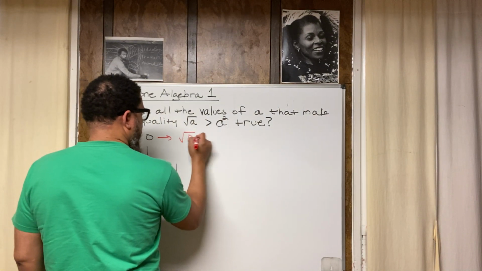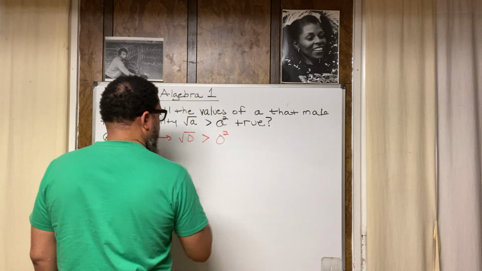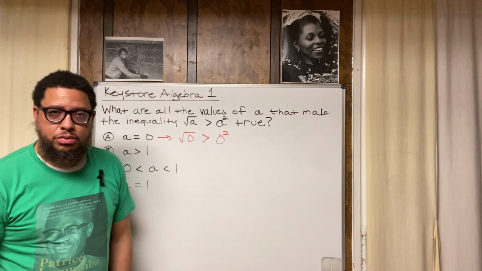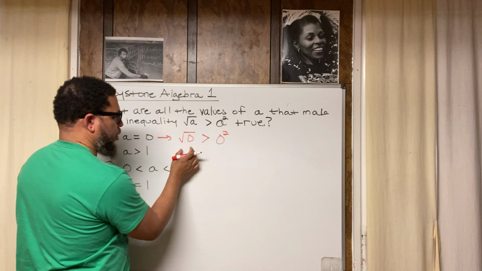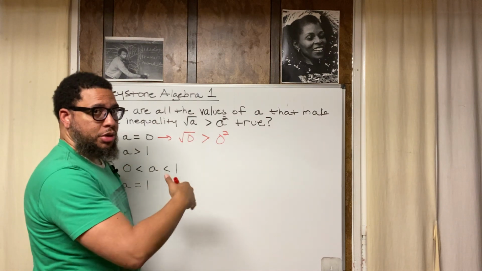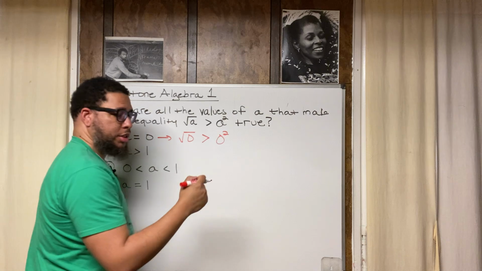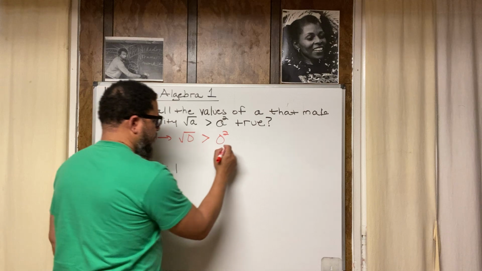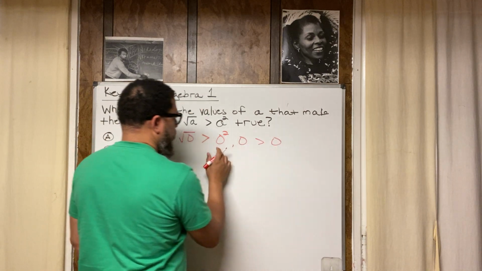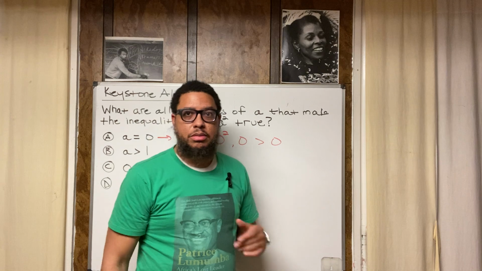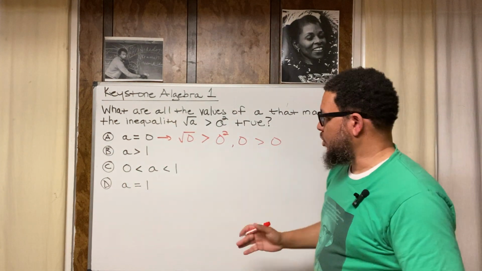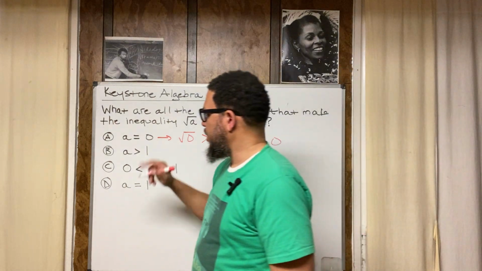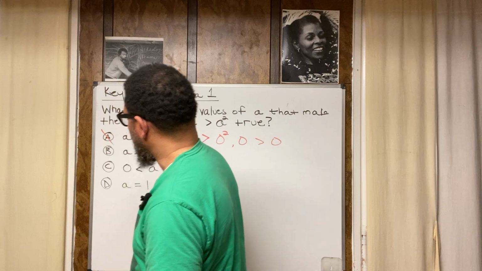So are we saying that the square root of 0 is greater than 0 squared? Is that true? What is the square root of 0? The square root of 0 is 0, right? Because 0 times 0 is 0, so therefore the square root of 0 is the number 0. And what's 0 squared? That's 0 to the second power, or 0 times 0, which is also 0. So this would be 0, and this will still be 0. So is 0 greater than 0? No, 0 is not greater than 0, because 0 is equal to 0. So therefore 0 is not a good answer. So let's cross that off.